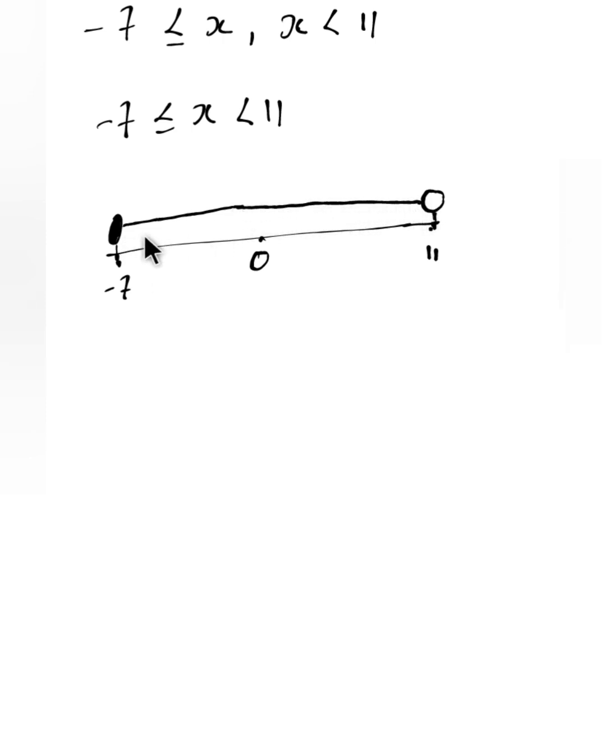So the numbers in this range go from minus 7 to the very smallest number before 11, like 10.999999, because x did not get to 11. These are the values of x. So that's the solution to number 2. We'll now move on to number 3.